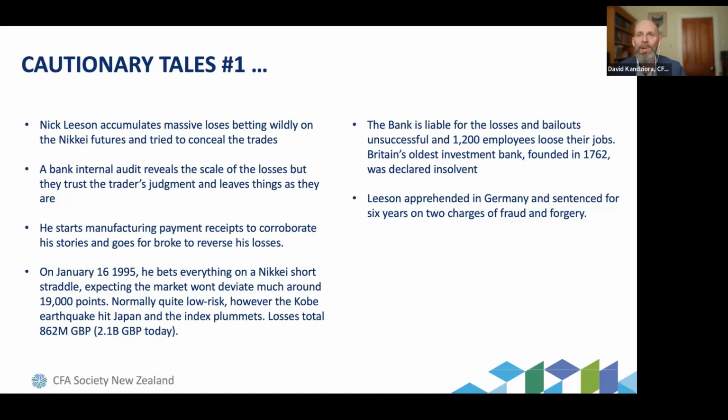About 1,200 employees lost their job, and Barings Bank, founded in 1762, disappeared down the plug hole. So not so good. Leeson was apprehended in Germany 6 years later on charges of fraud.